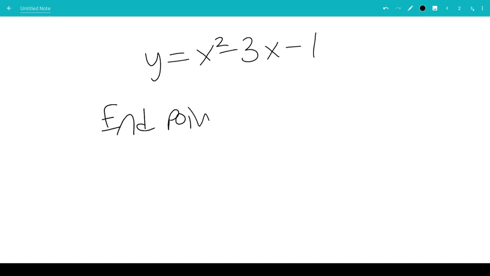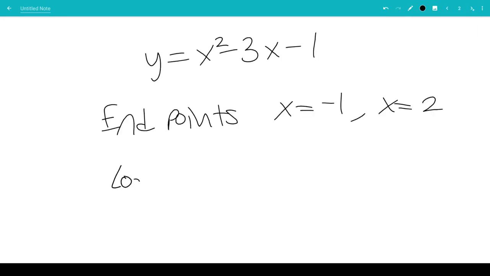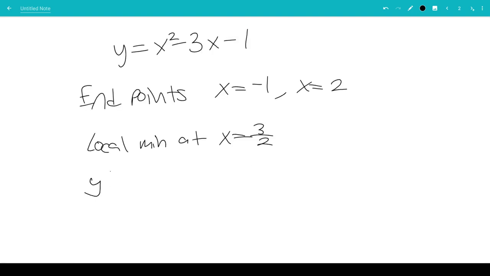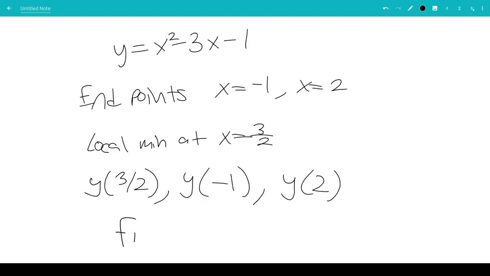So now we have the function y equals x squared minus 3x minus 1. Endpoints: x equals -1 and x equals 2. And we have a local minimum at x equals 3/2. So we're going to check y of 3/2, y of -1, and y of 2. And we're finding the absolute minimum, so we want to find the smallest value.